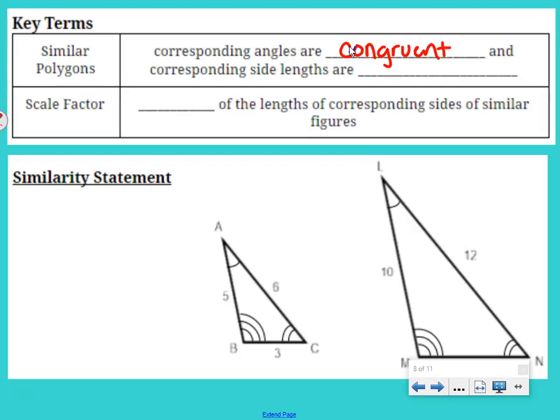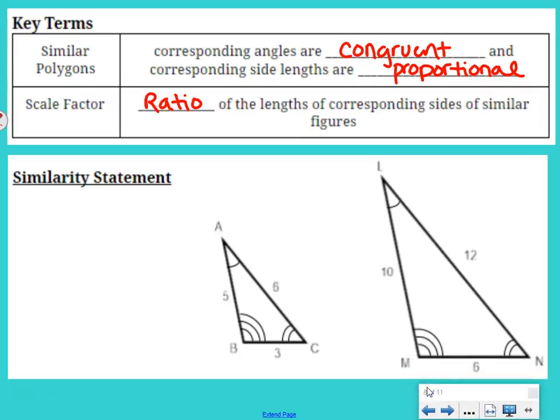Corresponding side lengths are proportional. So we're going to be using proportions. Scale factor is the ratio of the lengths of the corresponding sides of similar figures. Similarity statement. All right, so if we look at these two triangles, triangle ABC and triangle LMN.